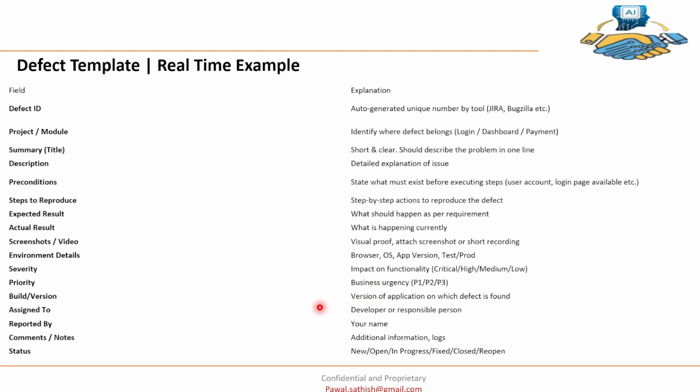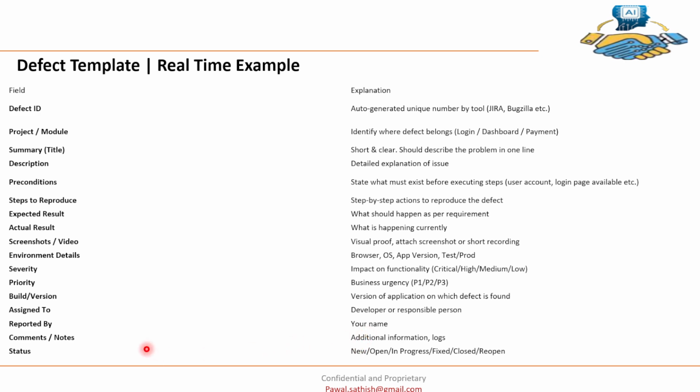We also need to provide the build or version, the version or build on which we found the defect. Then we assign it to developers if we know who the specific developer for that module is. If you are not aware, we assign it to the development leads. Then reported by, that is, who has raised the defect. If you are using an Excel sheet, you need to add your name. If you are using Jira, it will take care of it by itself.